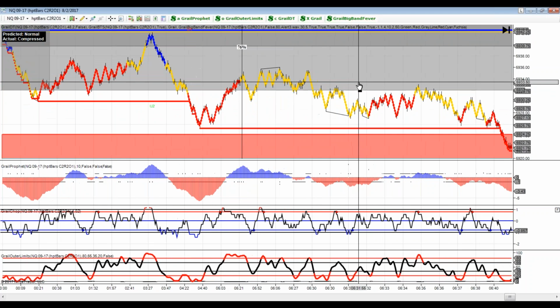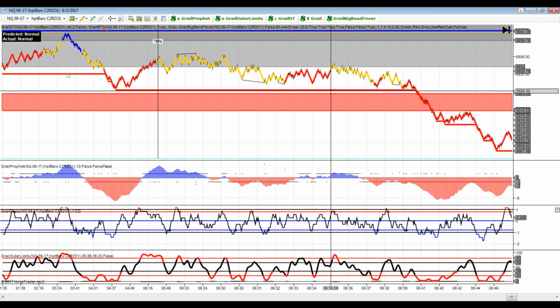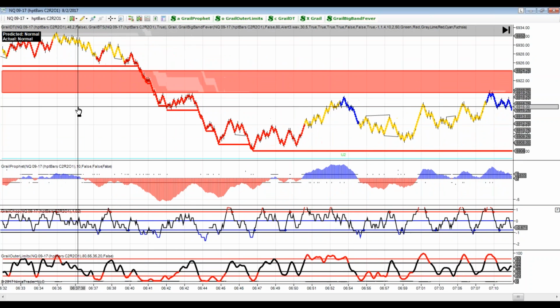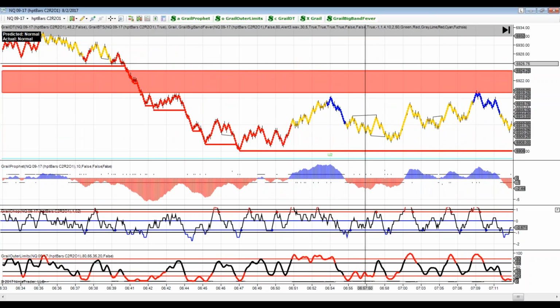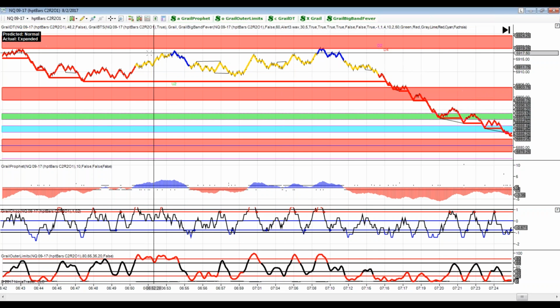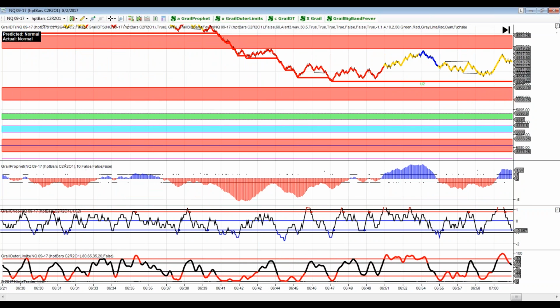As we continued to move, we got into our pit open. Our pit open was right here. And we came down and we approached the various bands. I'm going to show how to also do the various bands. You can trade the bands the same way.